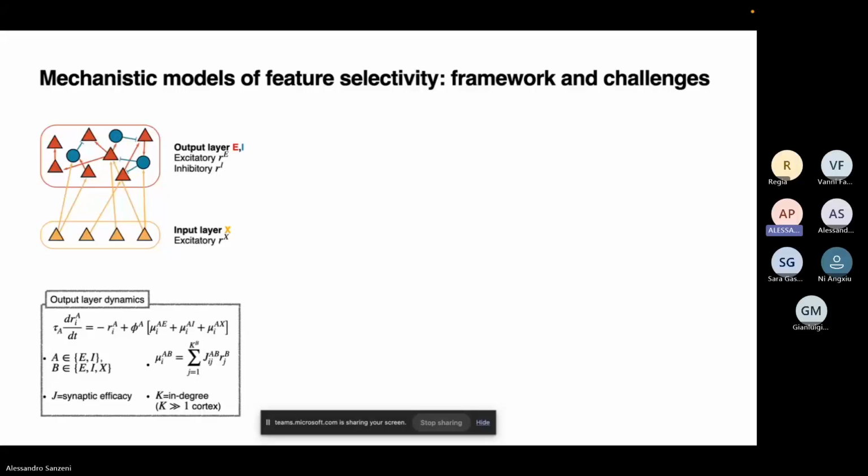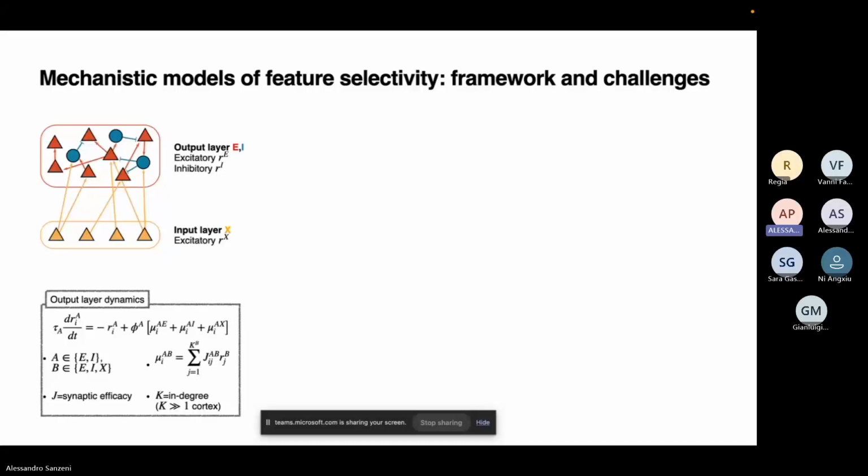Take a neuron here. It will receive three main types of input: a feed-forward input from the input layer, a recurrent input from the other excitatory cells in the network, and an inhibitory input from the inhibitory cells in the network. And these are these three inputs here. Each one of them is obtained through a weighted sum of the presynaptic activity, so the activity of the cells that project to that neuron, weighted by a connectivity matrix that represents the strength of connection between neurons.